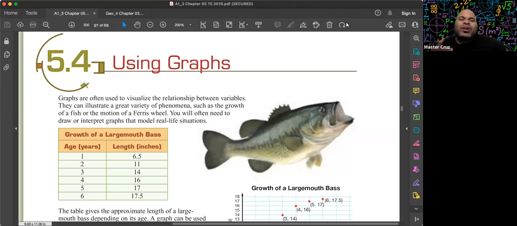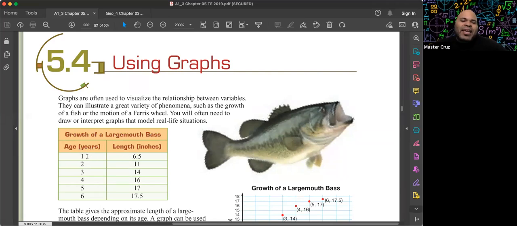And today we're going to talk about how to use graphs and how to read them. So here we go. We're going to talk about a fish called the growth of a largemouth bass. So this is the largemouth bass. As you can see, it has a large mouth. And here is the growth. Every year, it grows a certain amount of inches.